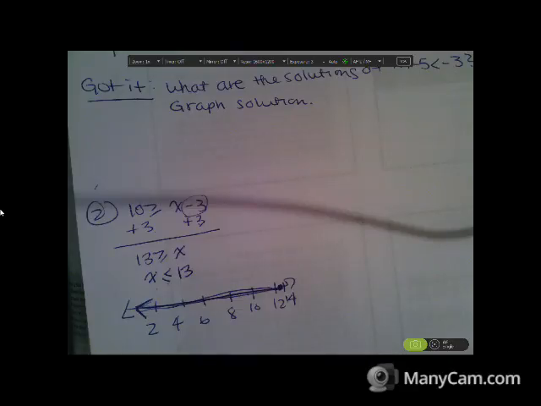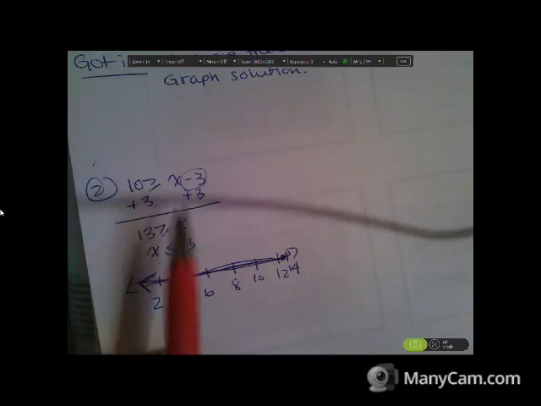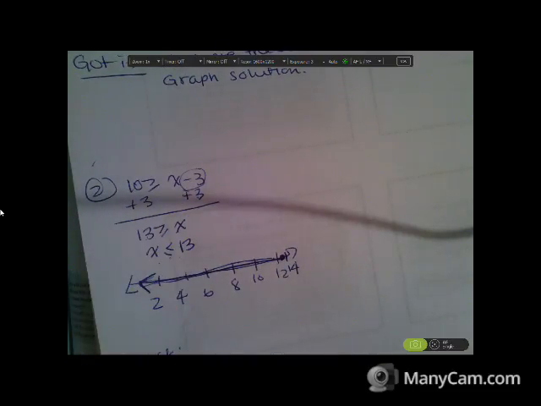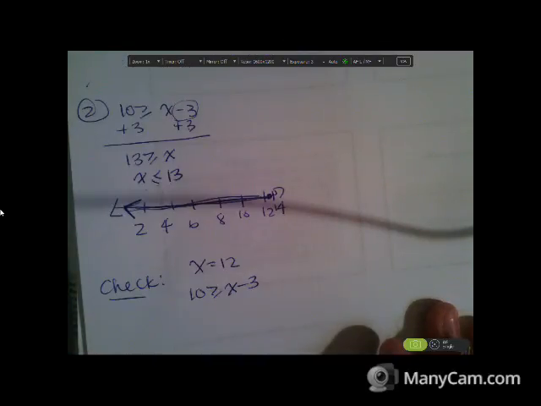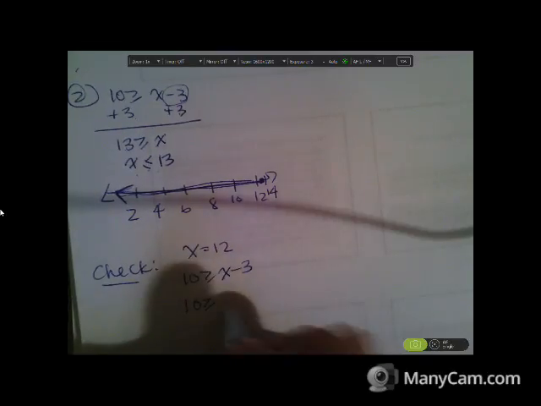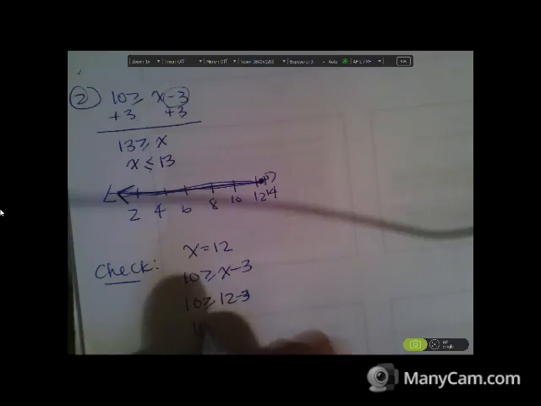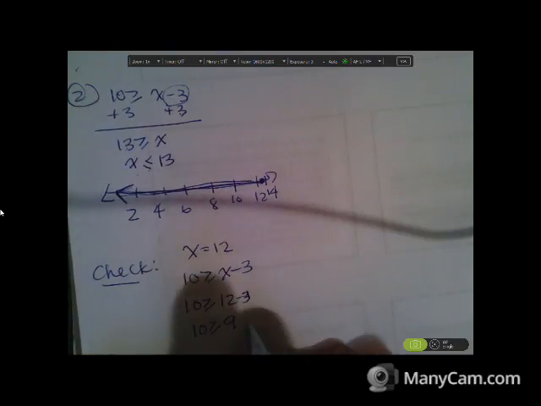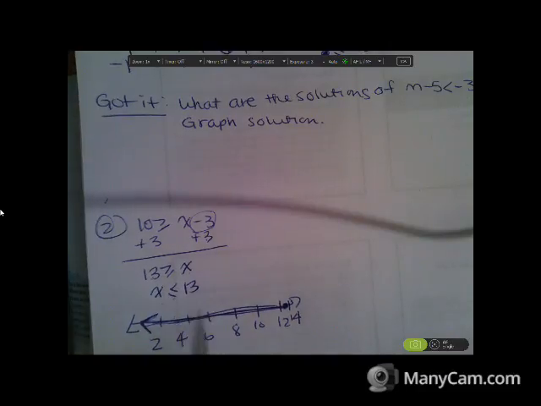Alright. And so, how do we check that solution? We're going to check it by choosing any number that's 13 or smaller. So let's choose 12. If we choose x equals 12, we plug that into the original inequality. Is 10 greater than or equal to 12 minus 3? And 12 minus 3 is 9. So yes, that's correct. So in fact, x is less than or equal to 13 is the correct answer.